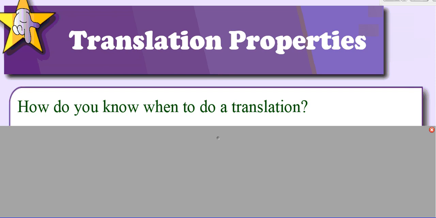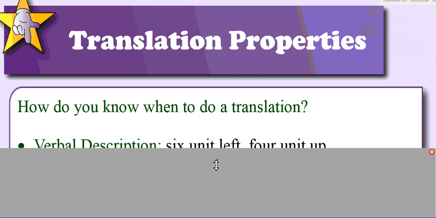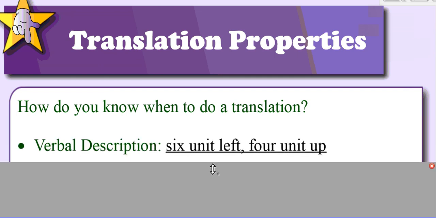So how do you know when to do a translation? There's a couple different ways that they're going to show. One way to know when to do a translation is verbal description. It says move something 6 units to the left and 4 units up. Or it could say right and down or whatever.